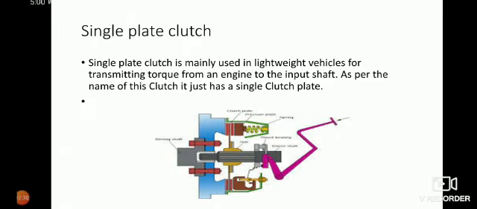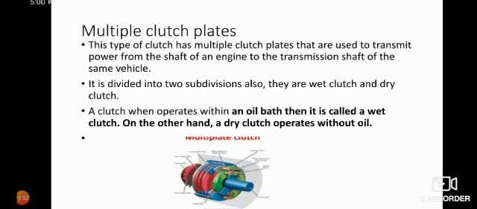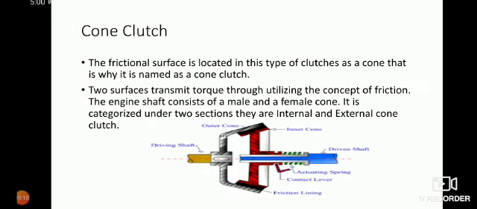Single plate clutch. Single plate clutch is mainly used in lightweight vehicles for transmitting torque from an engine to the output shaft. As per the name of this clutch, it just has a single clutch plate. Multi plate clutch. This type of clutch has multiple clutch plates that are used to transmit power from the shaft of an engine to the transmission shaft of the same vehicle. It is divided into two subdivisions, wet clutch and dry clutch. A clutch that operates within an oil bath is called a wet clutch. On the other hand, a dry clutch operates without oil.